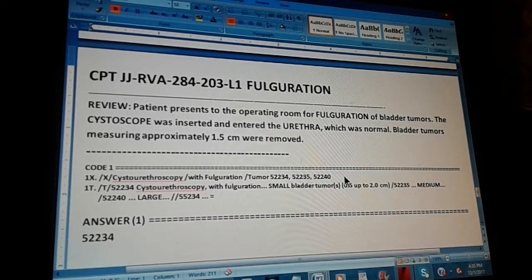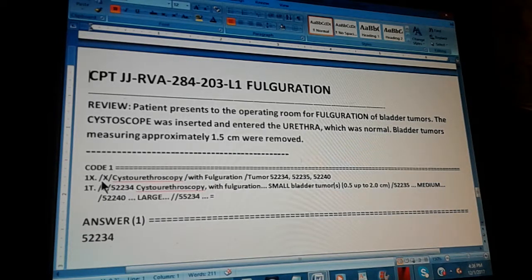The review says the patient presents to the operating room for fulguration of bladder tumors. So he has tumors in his bladder, which is the sac that contains the urine. The cystoscope was inserted and entered the urethra, which is a tube from the outside to the bladder, and it was normal. Bladder tumors measuring approximately 1.5 centimeters were removed. That's the procedure. There's only one code, and the code is found through the index like this.